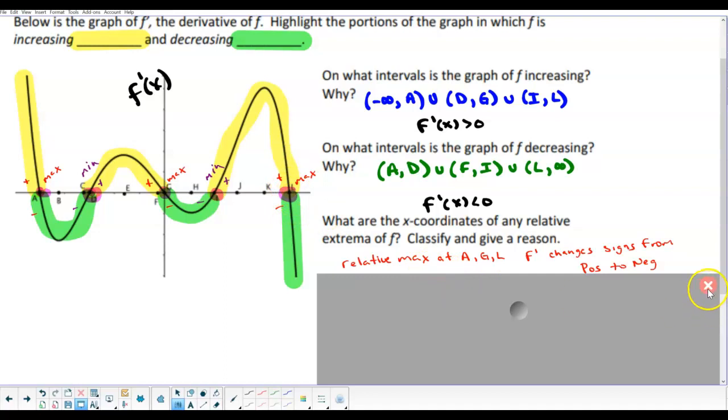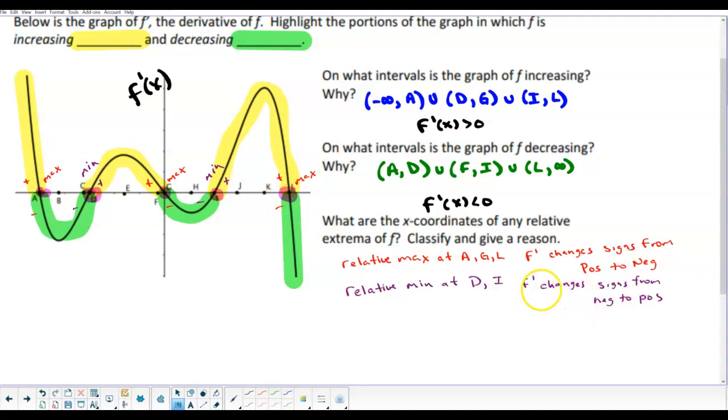So where would relative minimums occur? Relative minimums occur when f prime changes signs from negative to positive. So here at point D, I have a negative derivative, and then I have a 0 derivative and positive. So I change signs from negative to positive at D, which means a minimum. Same thing here at I, negative to positive. So we have 2 local or relative minimums and 3 local or relative maximums.